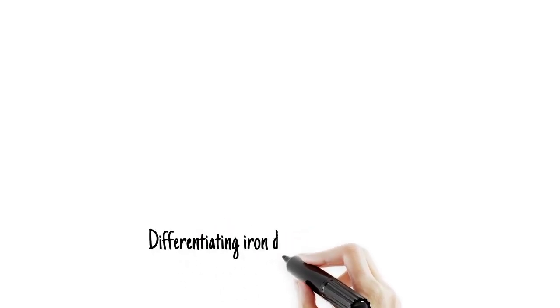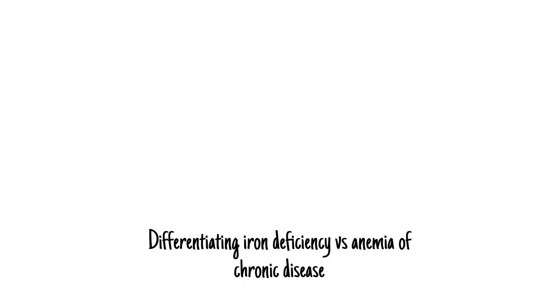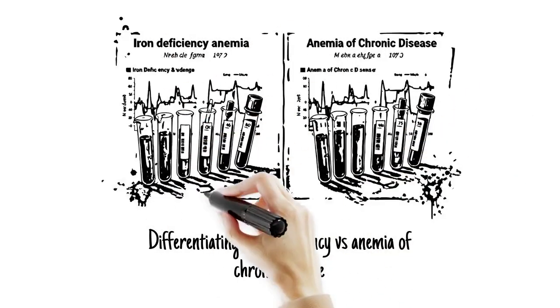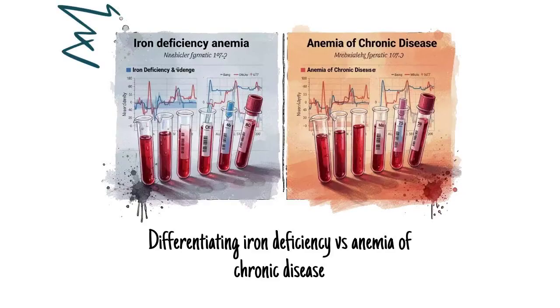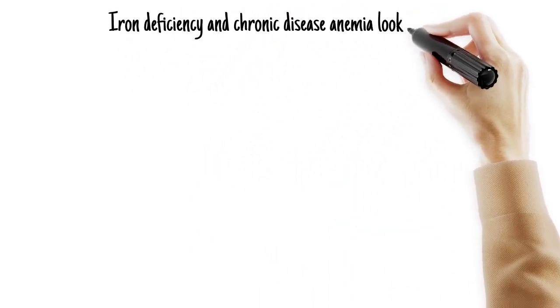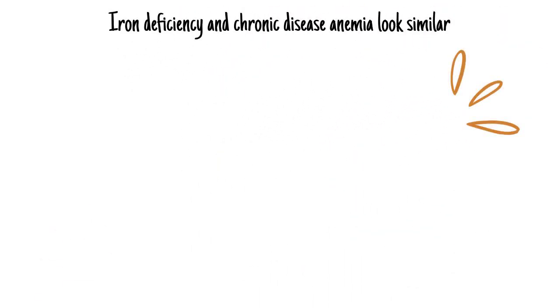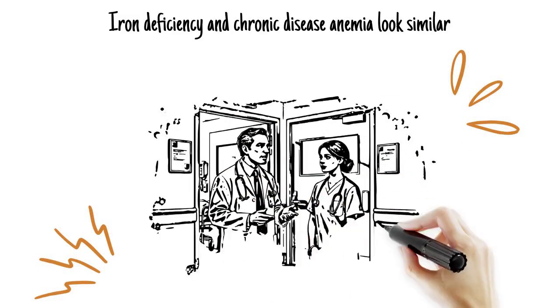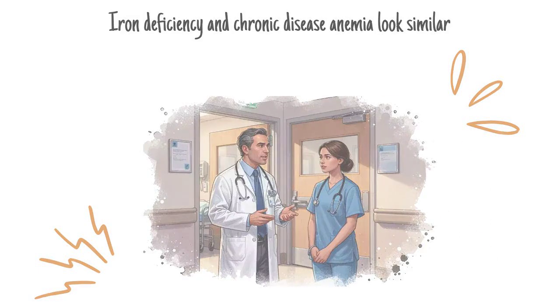Now, having covered the full algorithm, we turn to one of the most clinically important and commonly tested distinctions in hematology: differentiating iron deficiency anemia from anemia of chronic disease. These two conditions can look superficially similar. Both can be microcytic or normocytic, and both show low serum iron, but they have completely opposite treatments.